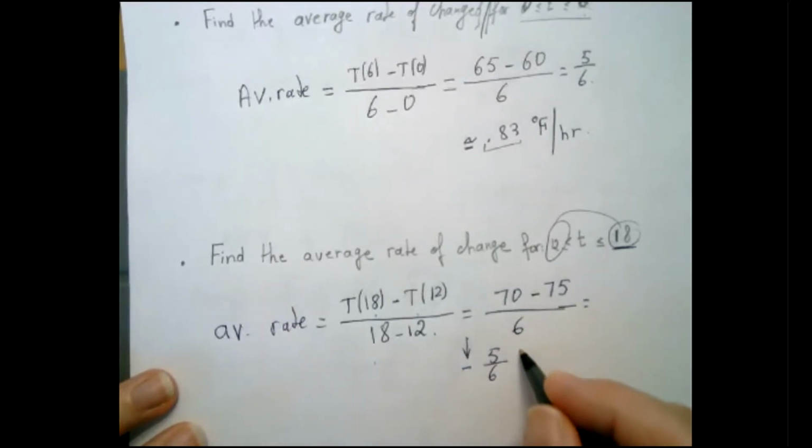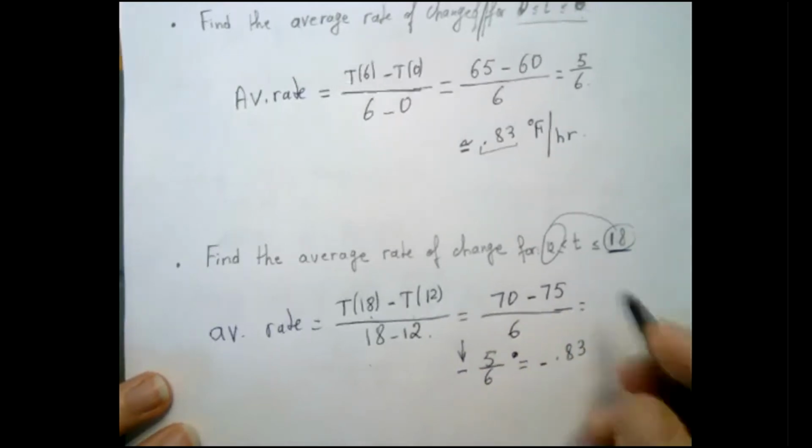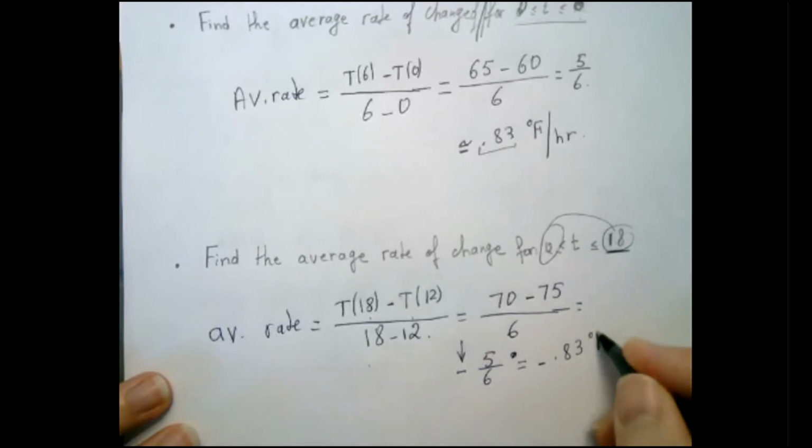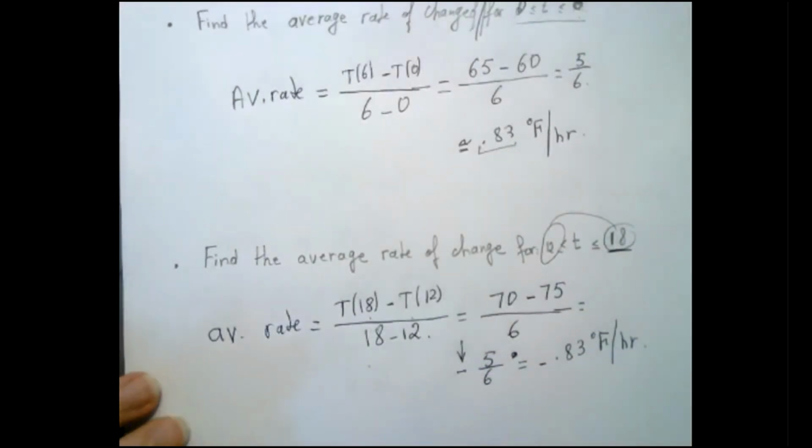And the unit is the same. For this problem, I'm putting it in decimal so I'll give you an idea what it is. So it means it's going down by 0.83 degrees per hour. So that's really the importance of the average rate. It actually talks about how fast things are changing, okay?